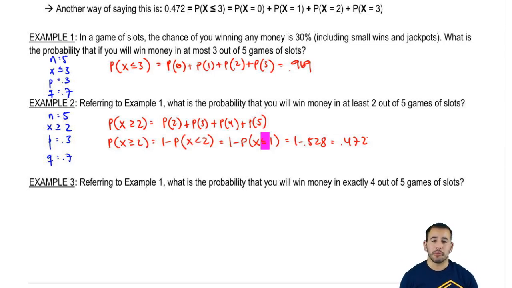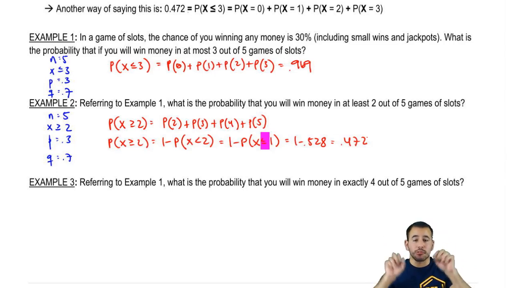So what we do is use a complement, but the complement for at least 2 games being won is less than 2 games being won. But again, our table doesn't work off of just less than. It works off of less than or equal to. So the number before the 2 that would fall into that less than or equal to situation would be 1. So the probability that x is less than or equal to 1 is the same thing as saying the probability that x is less than 2, right? Because less than 2 doesn't include the 2, and it just includes 0 and 1.